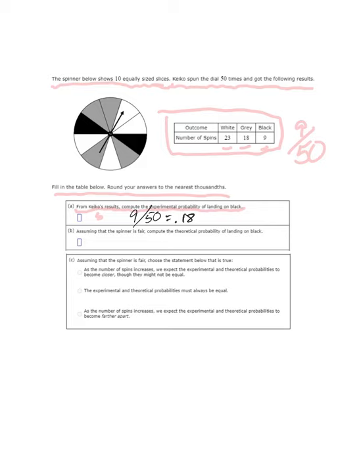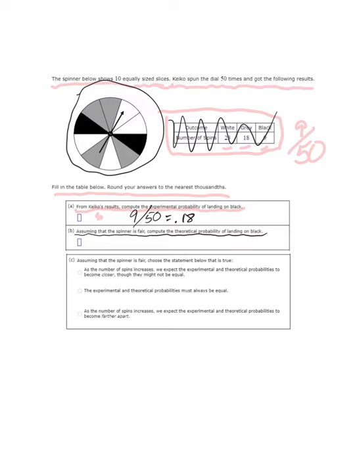Now, assuming that the spinner is fair, compute the theoretical probability. Okay, so let's just say they didn't do any of this, and I just look at this picture, and I want to know what's the probability of landing on black. Well, how many spaces are there? 1, 2, 3, 4, 5, 6, 7, 8, 9, 10. 10 spaces. 2 of them are black. So the probability of landing on the black is 2 out of 10, which is 20%.